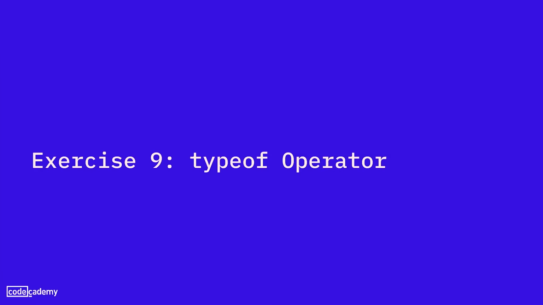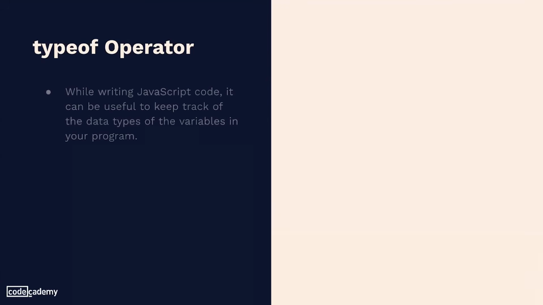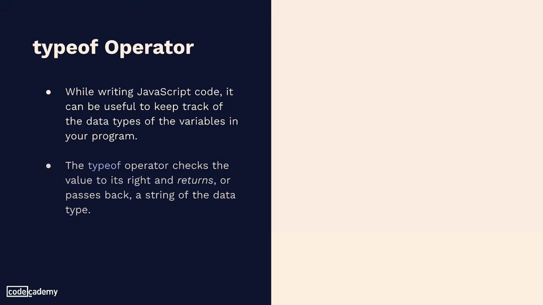Exercise 9, typeof operator. In this last exercise, we'll be talking about the typeof operator. While writing JavaScript code, it can be useful to have the ability to check the type of a piece of data. This becomes especially handy later on when we start working with external data sources when we might not know the type of data our programs are consuming. JavaScript provides us the typeof operator to help us accomplish this goal.